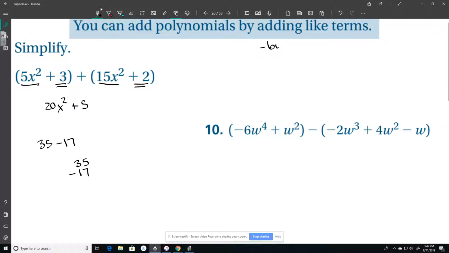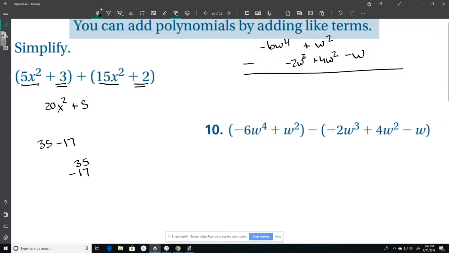I can put negative 6w to the 4th plus w squared. And then you want to line up the degrees. So I'm going to minus a negative 2w to the 3rd. Well, that doesn't go here. That's going to go right here, negative 2w to the 3rd. A positive 4w squared. And a negative w.